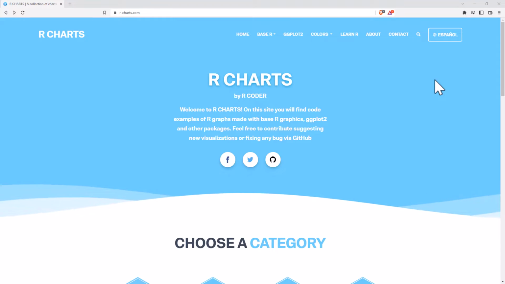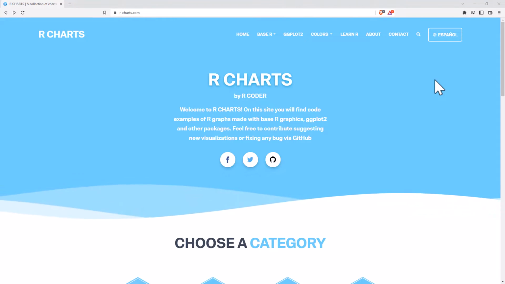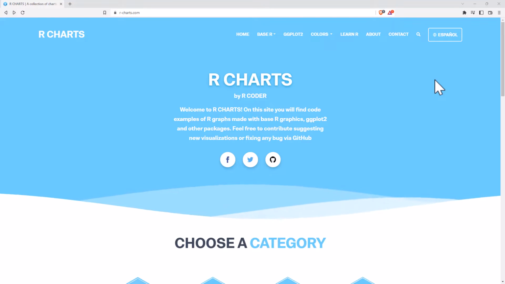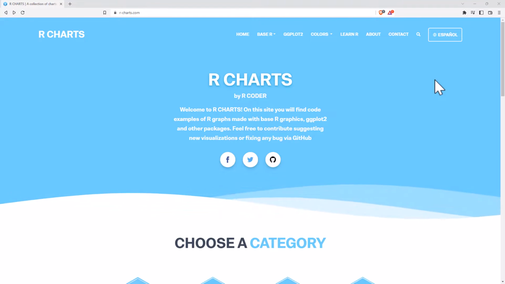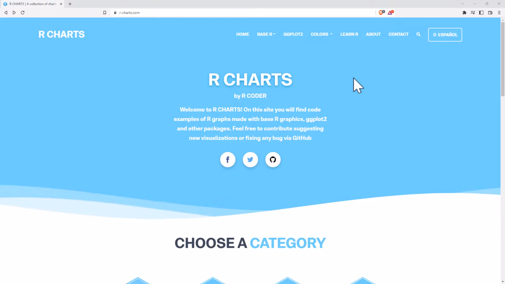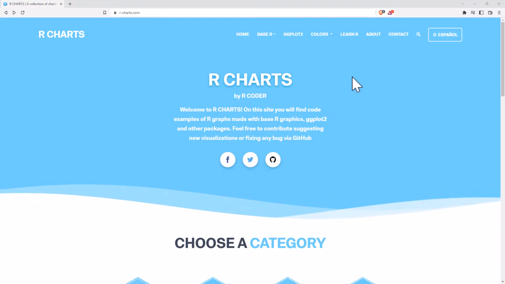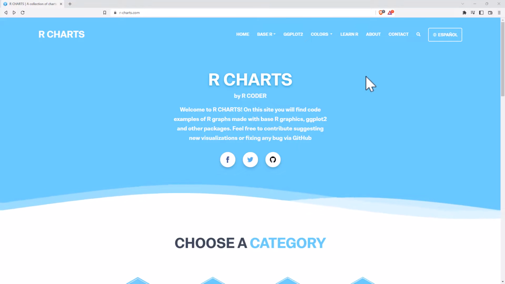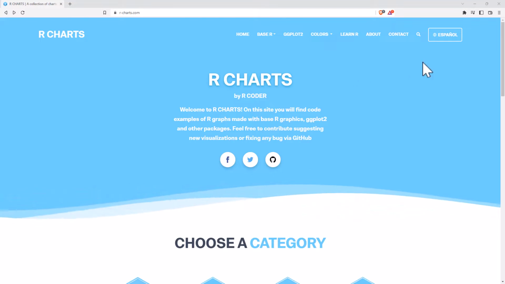Hi friends, today I wanted to share with you this wonderful site, rcharts.com. So r with a dash charts.com. It gives you a whole lot of demo charts in R and the code that has been used to produce them. It's really, really handy. It's even in two languages.